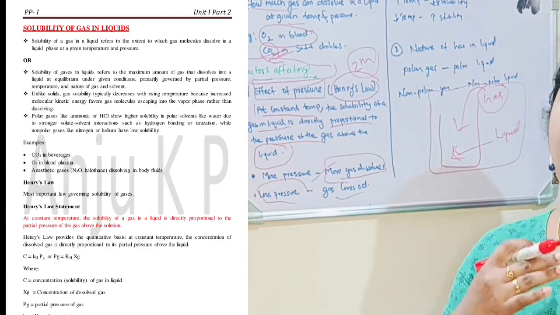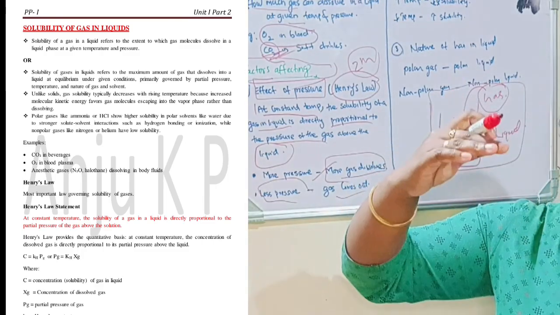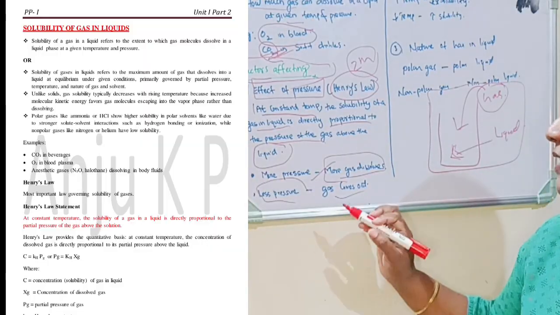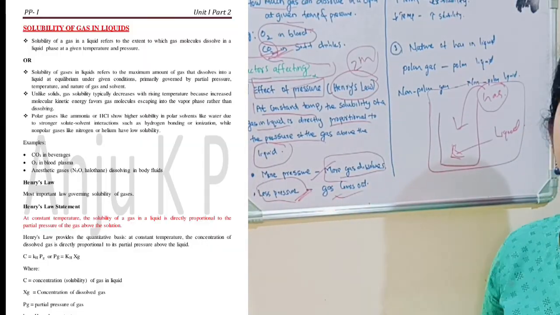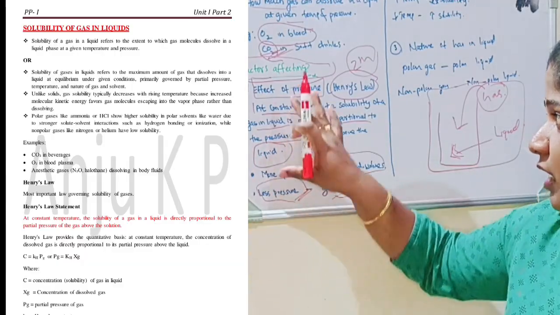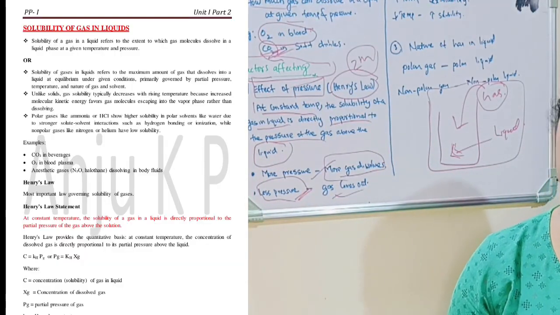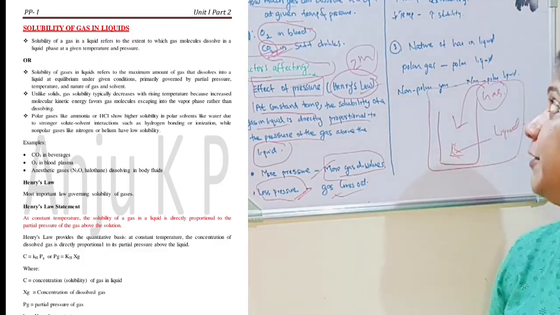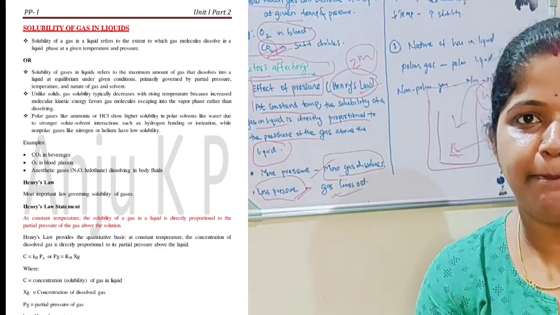Sealed bottle. Once you open the bottle, what will happen? The gas molecules will come out, that means they will escape. That is happening here. If the pressure is less, gas molecules will come out. That we can learn from the effect of pressure. So the relation for the effect of pressure is given by Henry's law. I hope you understood.